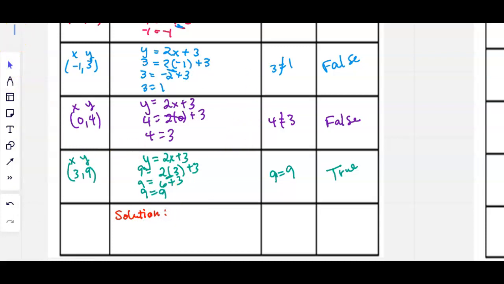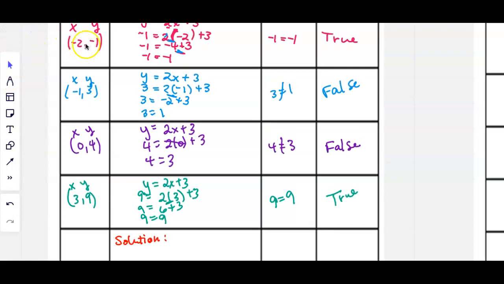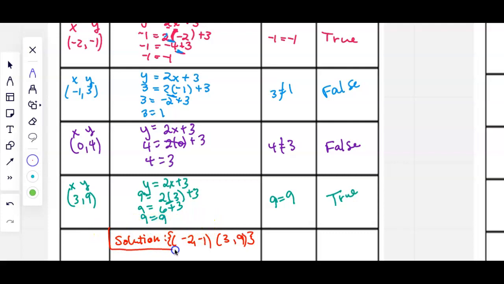So if we look up here, our -2, -1 was true. So -2, -1, and then our 3, 9. There we go. And we put squigglies around it to say that that's a set. So these are braces. It's like an S and an upside down S together. There we go. And that's our answer. So we took the replacement set and substituted it into our equation to find our solution set.